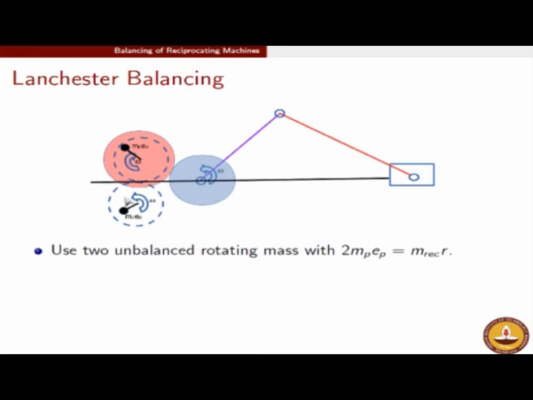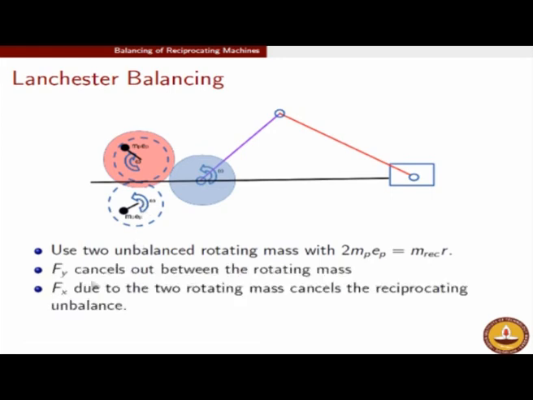So the addition of one counter mass did not work, but the addition of two counter masses, with MP EP equal to m_rec R by 2, will work to save the day for us, and now we will completely kill the primary excitation forces which are coming in the system. Similarly, Fy is cancelling between these two rotations, Fx is actually adding up between these two rotations, and this Fx is now cancelling the Fx produced by the crank.